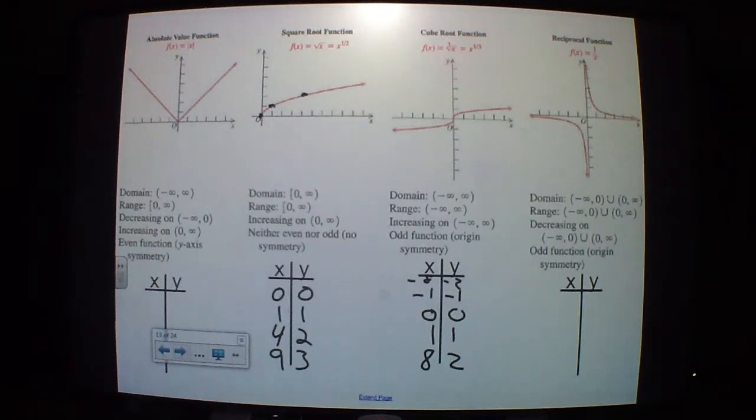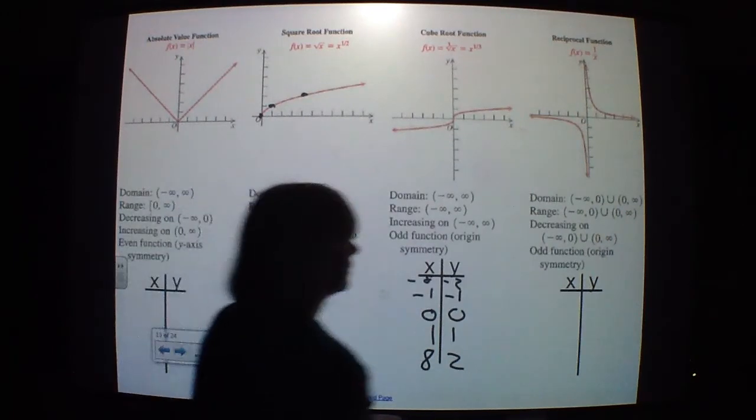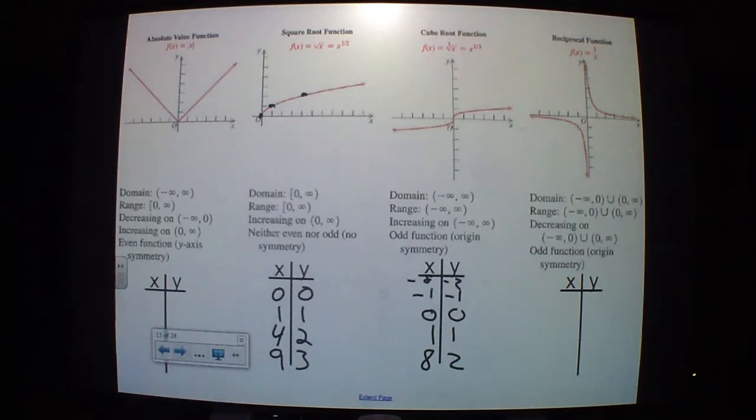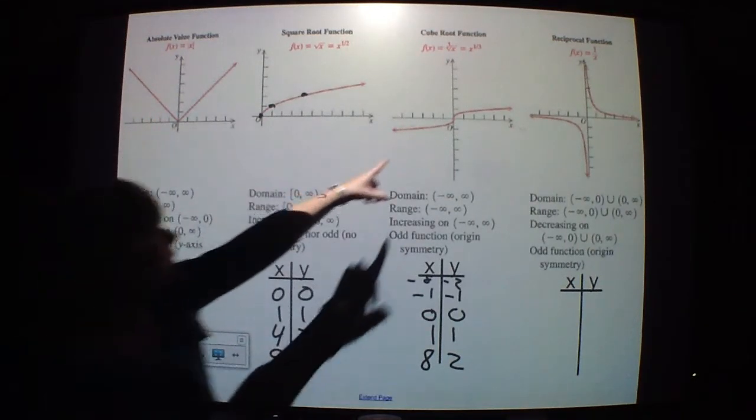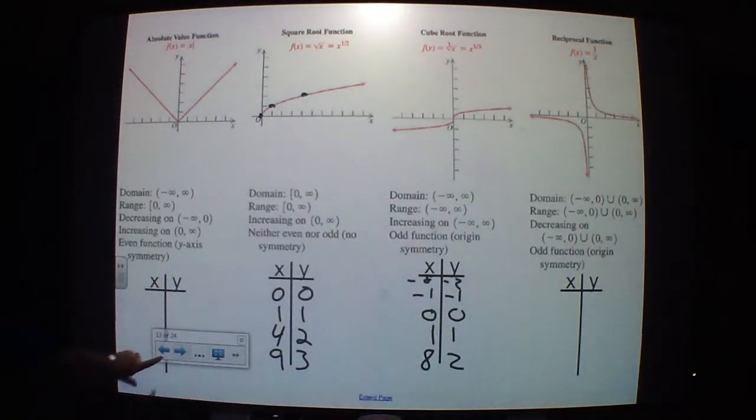Reciprocal function. Again, if you need to, do it in a table. If you pick 0, it's undefined. But you could pick 1, 2, 3, 4, a half, and pick numbers. So make sure you know how to graph these, and make sure you know the domain, range, where they're increasing, where they're decreasing, and if they're an even function, an odd function, or neither. This right here, even, odd. Symmetry around the origin is odd.